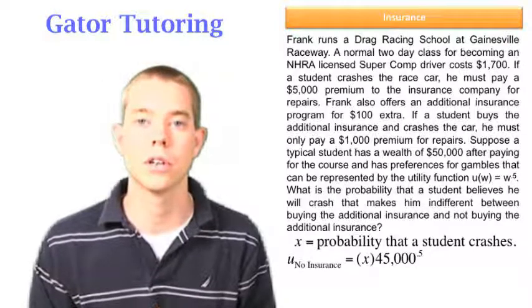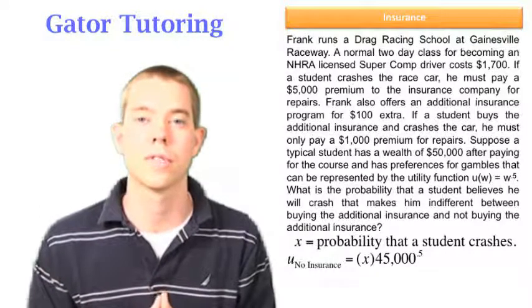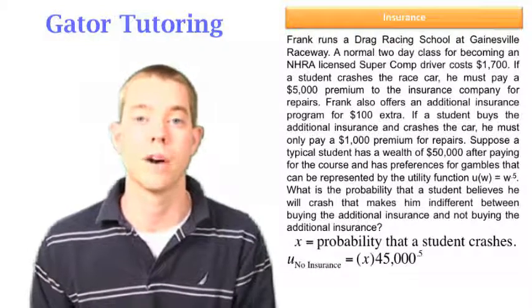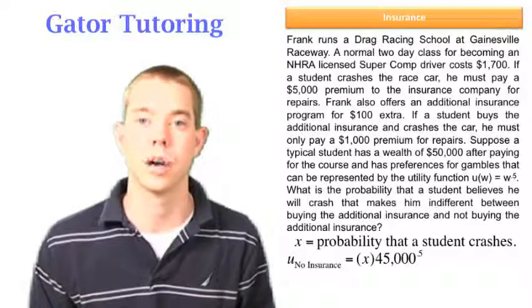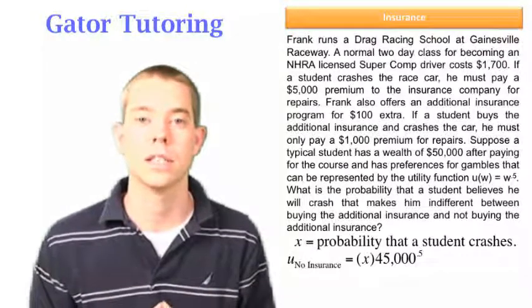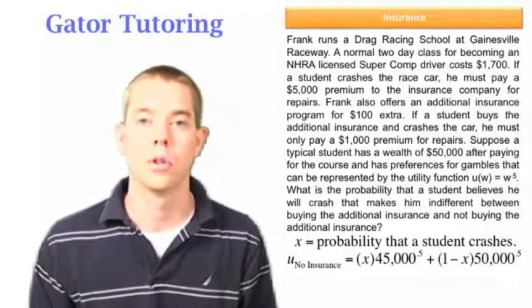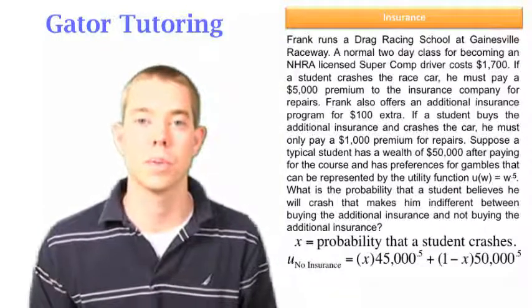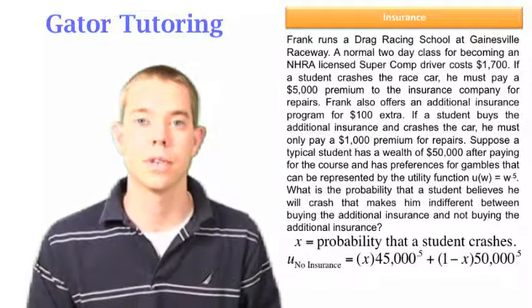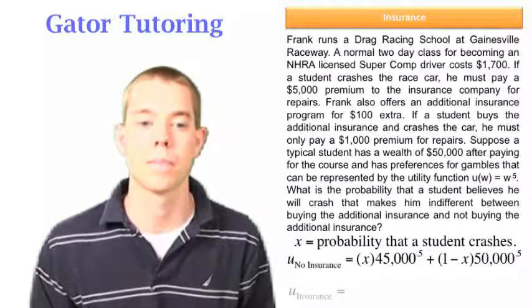Now we're going to use our utility function throughout this because we're looking for our expected utility. So we're not looking for our expected wealth, which is why you see $45,000 raised to the 0.5, because our utility function was W raised to the 0.5. So because we're looking for our expected utility, we're going to see our utility function at each state of nature. The 1 minus X represents the state of nature where we don't crash, and when we don't have insurance and we don't crash, we expect to end up with $50,000.